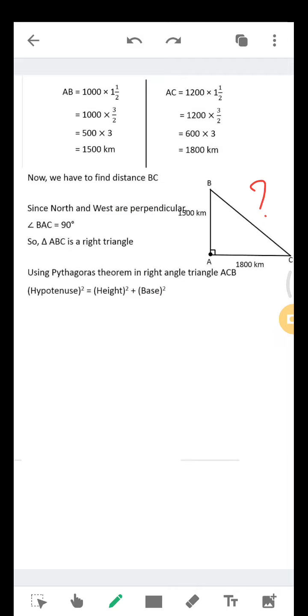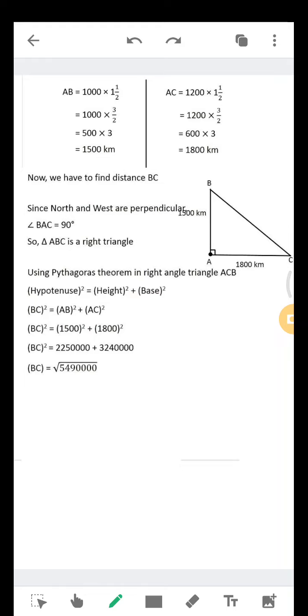That is, hypotenuse square is equal to height square plus base square. Let's substitute the values in this step now.